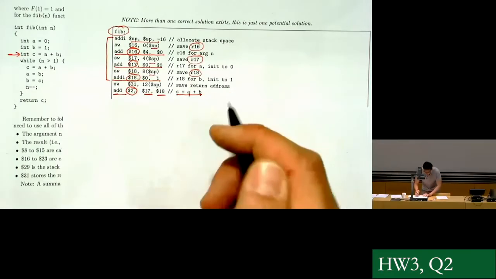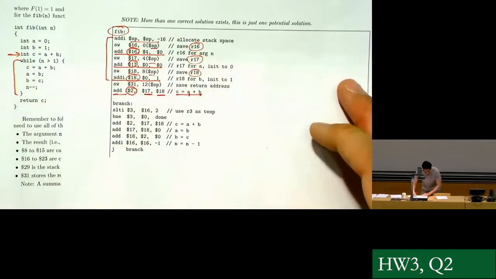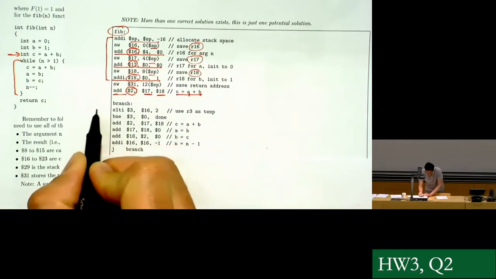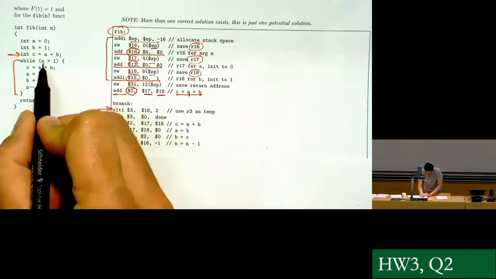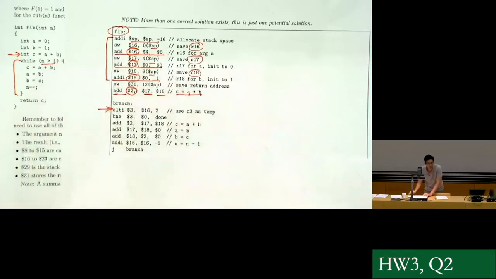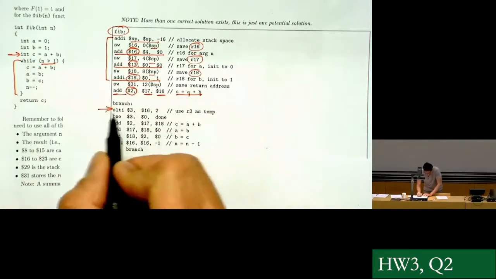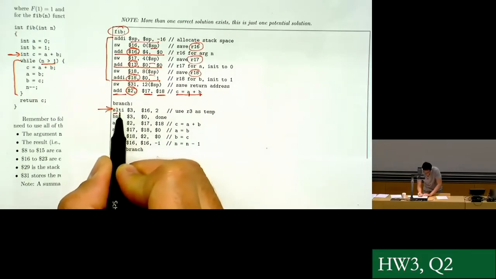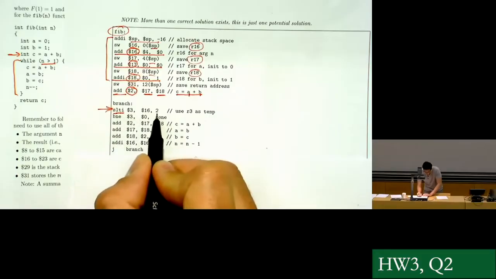And now, the next thing that we are going to find is this while loop. In the while loop, the first thing we do is checking the boundary condition. So here, n must be greater than 1 to get into the loop body. And this is what we are doing with this set on less than immediate.